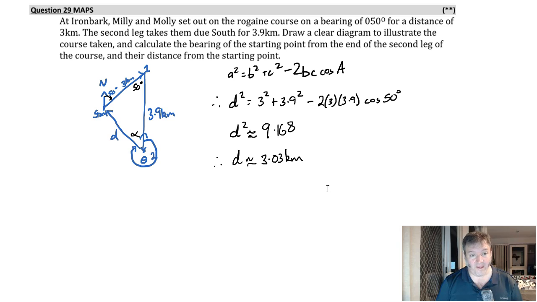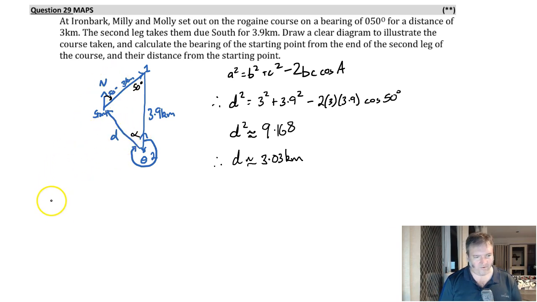Let's go ahead now and calculate the last little bit, which is, of course, finding the distance back, and I'm going to use little alpha here as my angle that I need to find. So let's go ahead and use the sine rule. I could use the cosine rule or the sine rule. Let's use the sine rule. I'm looking for alpha, so I'm going to put that on top.